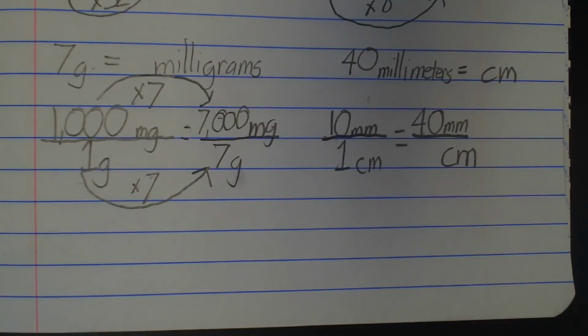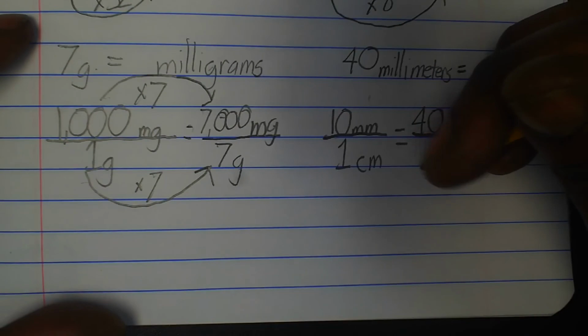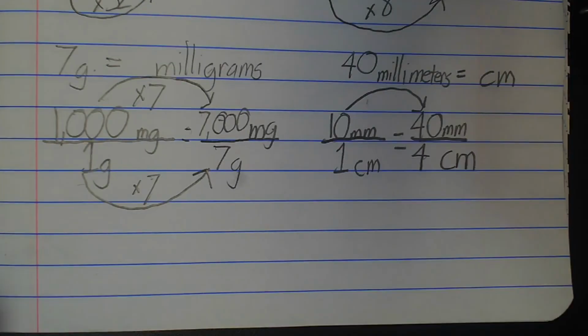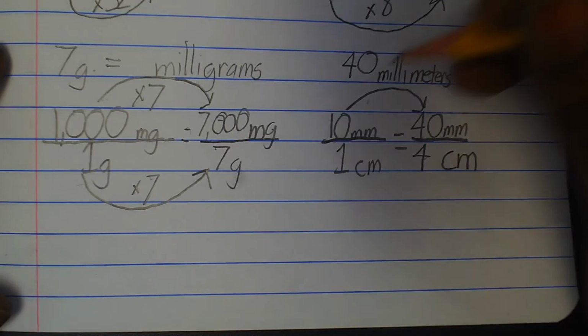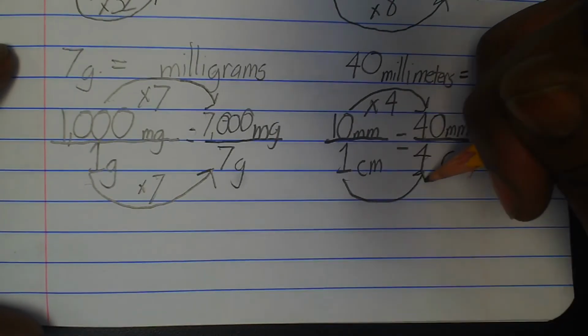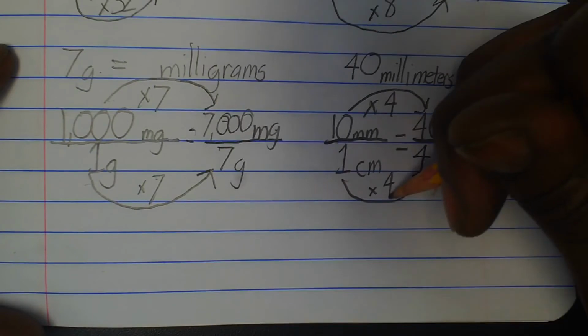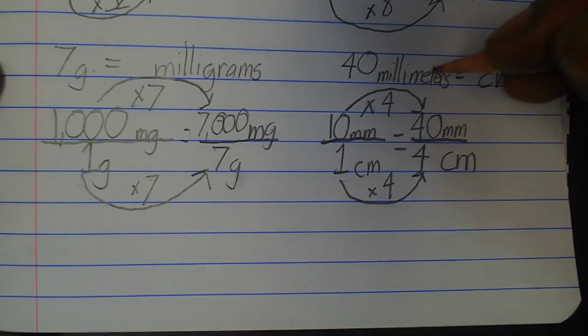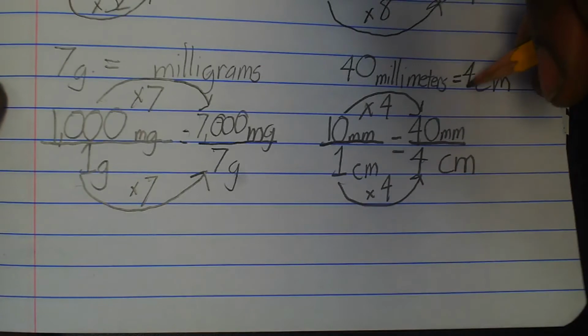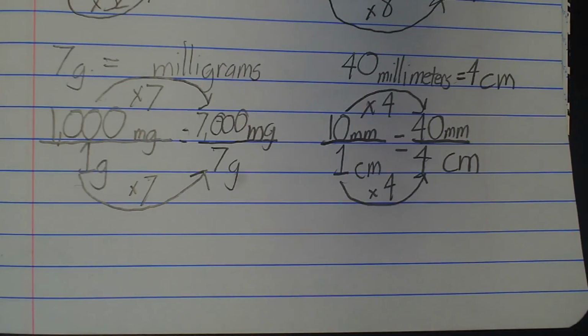Without doing the relationship, can someone tell me what the amount of centimeters that will be equivalent to 40 millimeters? 4. Now, let's put the relationship to it. What was the relationship here? Times 4. Very good. So, of course, here you use the same relationship. Times 4. So that means 40 millimeters is equivalent to 4 centimeters. All right.